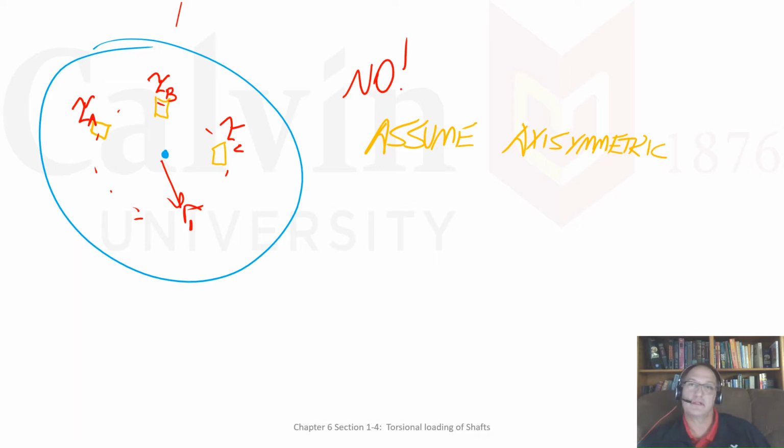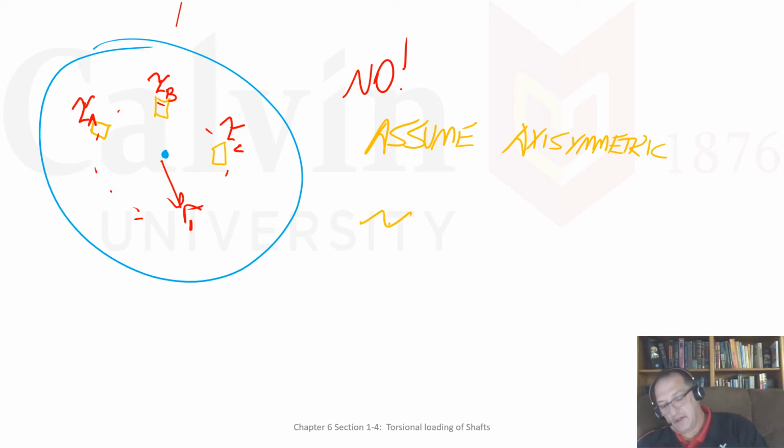I'm going to assume that that's axisymmetric. Is it? I don't know. But that's what we're going to assume. Later on, scientists and engineers are going to prove that it's a good assumption. But when we started this, it was just an assumption.